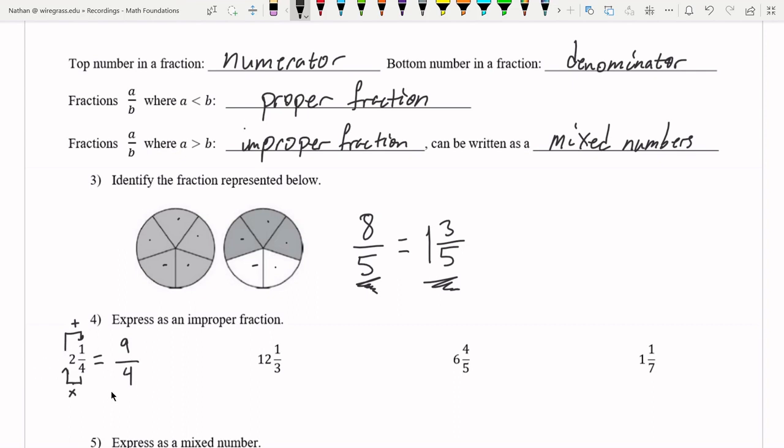They both show the exact same relationship. They're the same number. Now, same process for this one here. We're going to multiply the denominator by the whole number. 3 times 12 is 36. And then we're going to add that onto the numerator. So we're going to multiply and then add. 36, which is 3 times 12, plus 1 is 37.